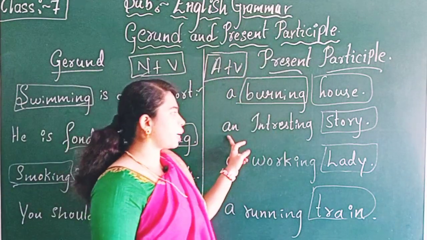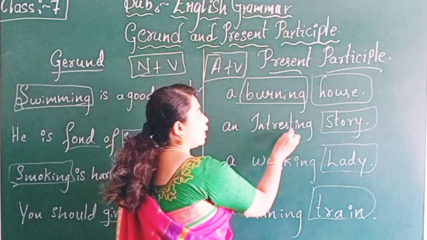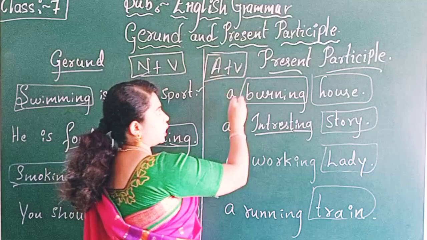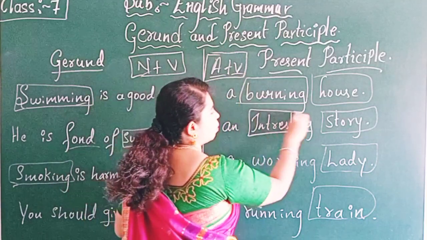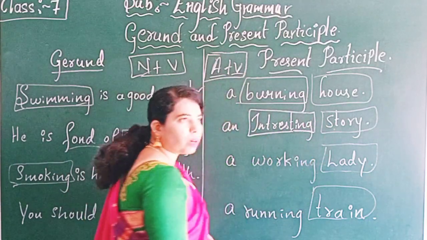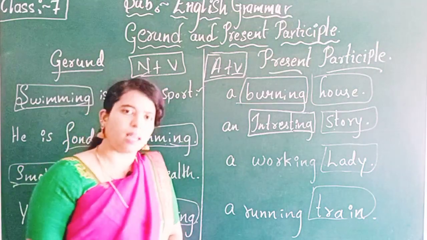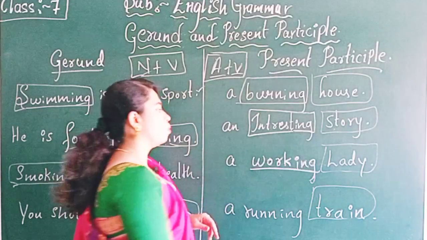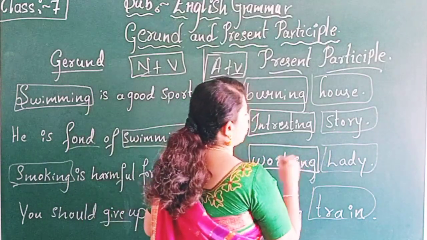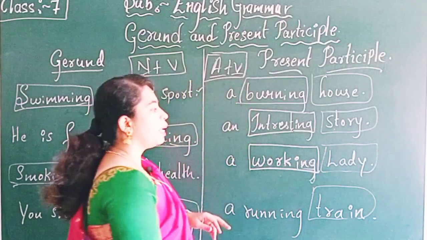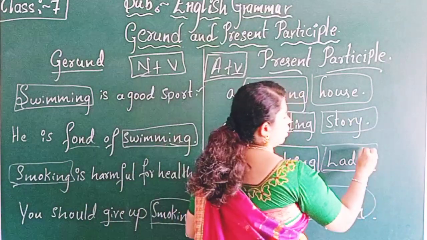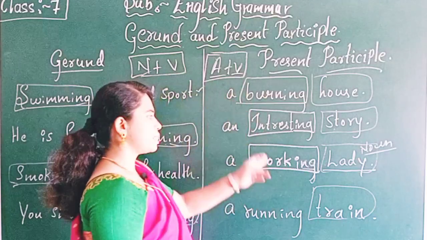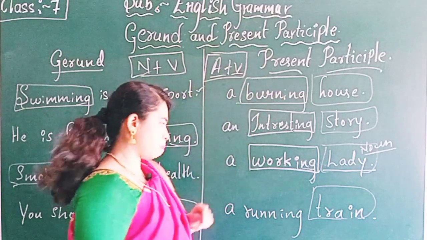Coming to the second one, interesting story. Interest is the root verb, with ing added. So interesting is an adjective as well as a verb. The noun is already given. What is interesting? The story is interesting. Now coming here, working. Work is the root verb, added ing to it. Lady is the noun here. So it acts as a present participle.